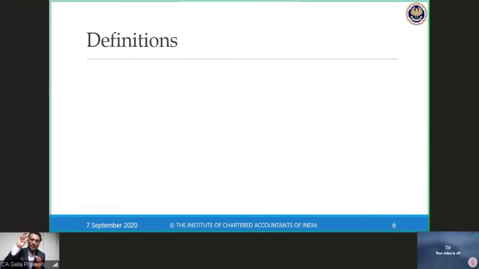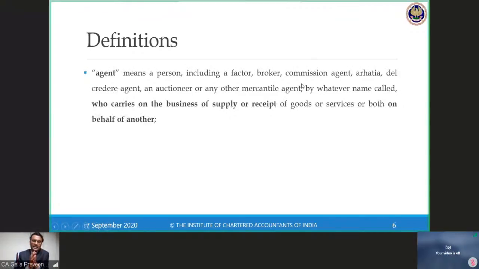For each cluster, what does the GST law say and how do we do the valuation for this particular mechanism? This is what we will understand from this particular chapter 7. Now, starting with definitions. First definition we will pick up is agent.